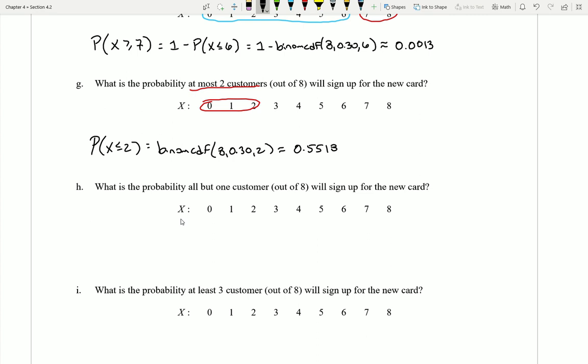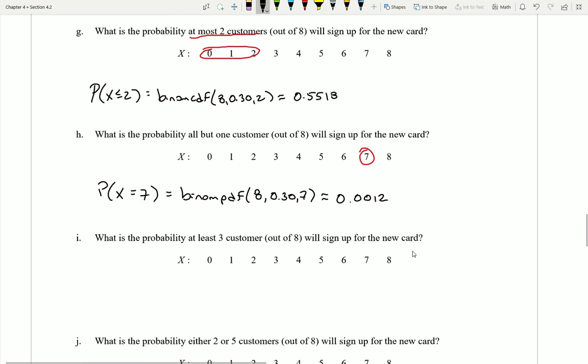So, remember that X stands for the number of customers who are going to sign up for the new card. So 0 customers might sign up, 4 customers might sign up, 6 customers. If everybody but 1 customer signs up for the card, if everybody out of the 8 but 1 signs up, that would mean 7 people signed up. So surprisingly, this is extremely easy. I just want the probability that X is 7. And I can find that with the binom PDF, 8, 0.3, and 7. If I go to my calculator to crunch out an answer for this, I get 0.0012.